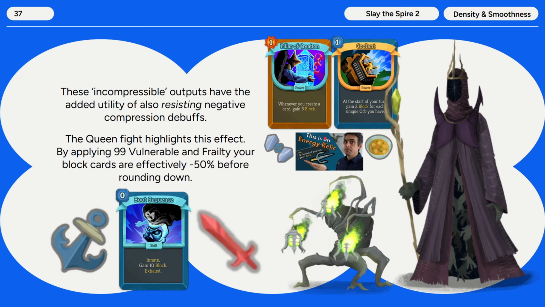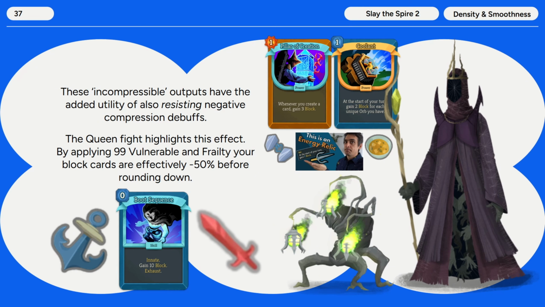Maybe something interesting to point out is that Pillar of Creation is a very powerful card on the Regent, but Coolant is a somewhat mid card, or somewhat underrated card, I think, on the Defect. Why is that? The Defect already has Frost Orbs. Coolant: at the start of your turn, gain 2 block for each unique orb you have. Coolant is effectively saying all of your orbs kind of behave like Frost as well. Now, maybe if you're making the decision on if you should evoke a Frost for a Lightning Orb, Coolant says you can evoke the Frost, the Lightning will behave like a Frost. Your first orb of each kind is like a Frost on top of it.